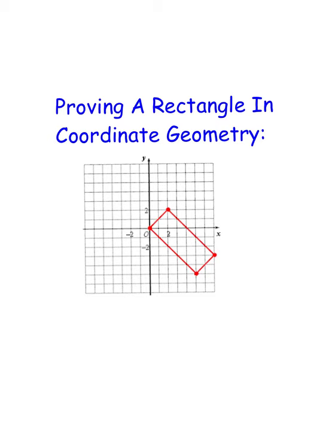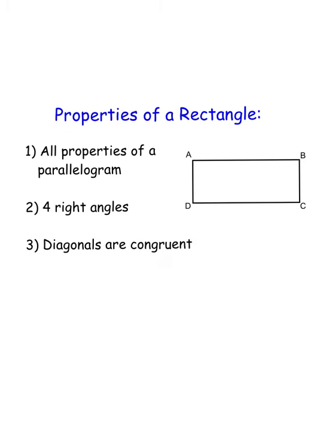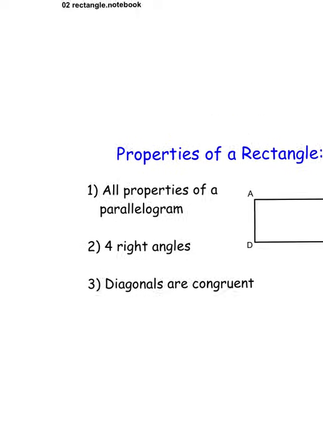Okay, so today we're going to move on to our next shape doing coordinate geometry proofs. We are going to prove a rectangle in coordinate geometry. So please make sure that you take out a piece of graph paper and a piece of loose leaf paper if you chose not to print out these notes. So the first thing that we need to go over are the properties of a rectangle. Now, a rectangle has all the properties of a parallelogram.